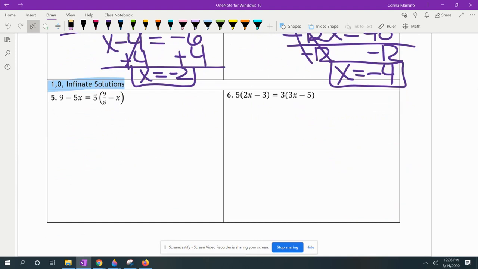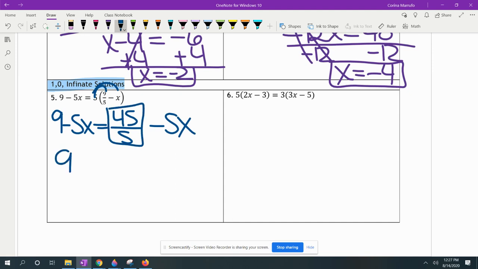So if we look here, we're going to start off by distributing this 5 to each term. So we get 9 minus 5x equals, and we multiply 5 times 9, that gives us 45. And then you have a 5 on the bottom. Then we multiply the 5 times the negative 5x, and that gives us negative 5x. Then we simplify this. 45 divided by 5, we know that gives us 9. So 9 minus 5x. And if you can see how this side is the exact same thing as that side, that's a hint that we're going to have infinitely many solutions.